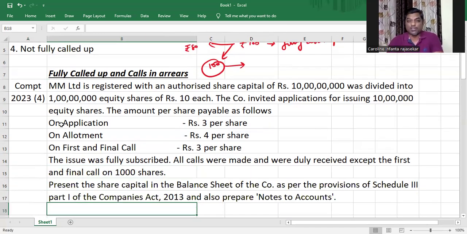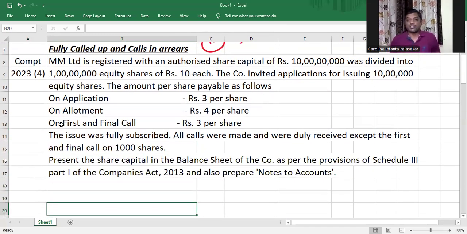So first, we're going to be solving a question from the compartment examination of the year 2023. This is a type of question in which we have fully called up shares in which there have been some calls in arrears, and we have to directly prepare the extract of the balance sheet and the schedule for share capital. Okay, let's go ahead and read the question.